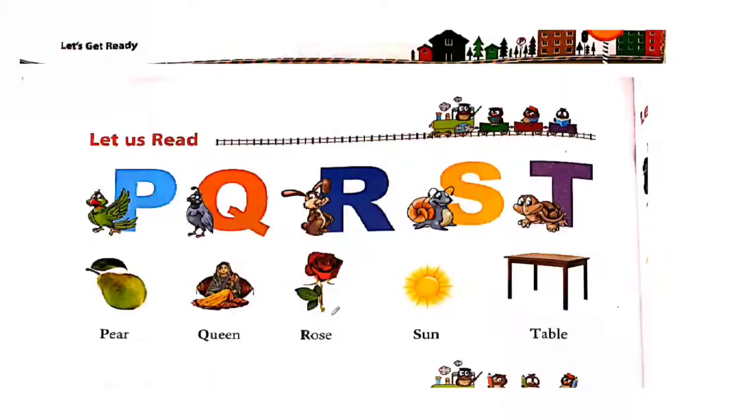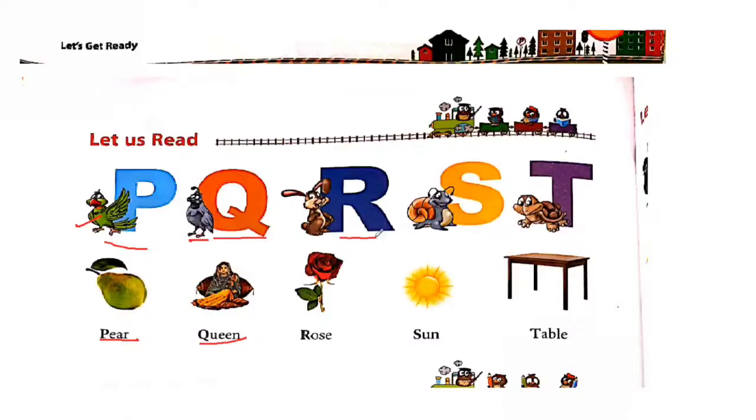Next, now let's look at the next letters. P. P for parrot. So this is the picture of a parrot. Okay, P for parrot and P for pear, P-E-A-R, pear. Now what is this? Q. Q for quail. This is the bird's picture, that is quail. And Q for queen, Q-U-E-E-N.